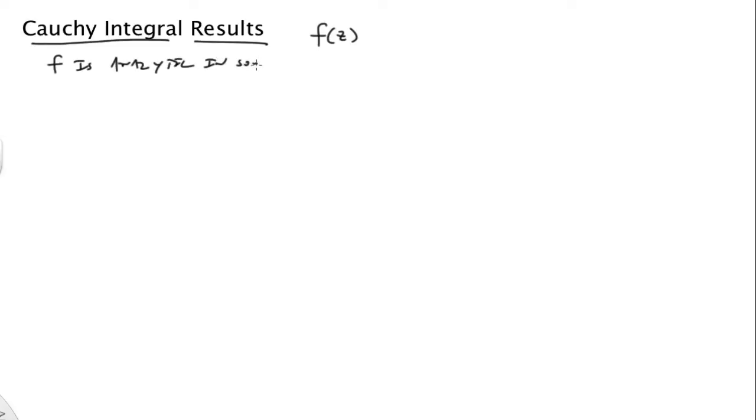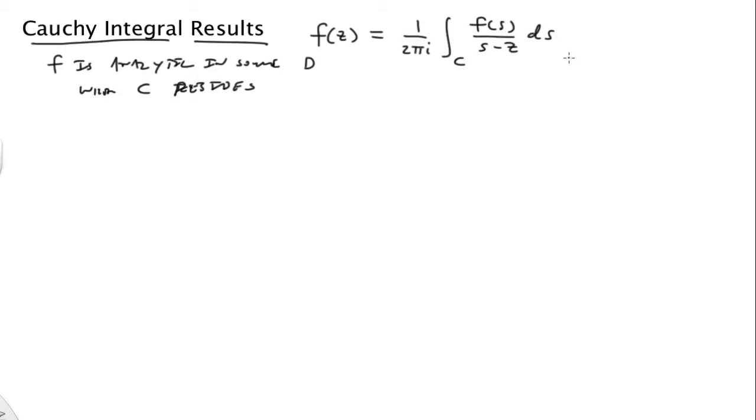in some domain where the contour C resides, then we can write it like this. f of z now is 1 over 2 pi i times the integral around that contour of f of s over s minus z ds. So before, remember, I talked about s being an arc length segment, so a real value, but here I'm taking s to be a complex number this time around.